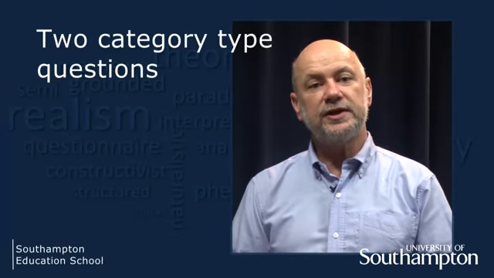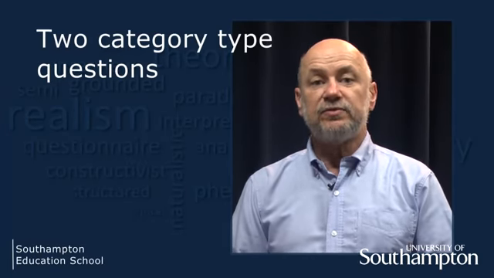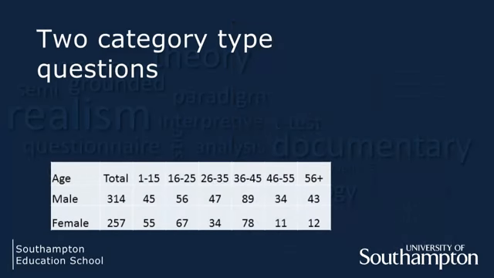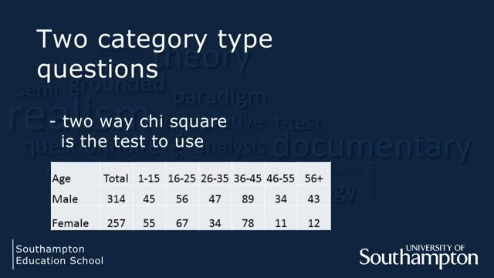Okay, let's move on. If we look at my bivariate examples, let's look at my two category type questions, gender and age. The cross tabulation from before gave me this table. So the question is, is the difference I can see in these groups down to chance or are they significant? A two-way chi-squared test is the best to use.